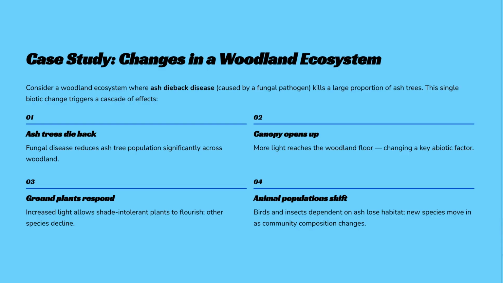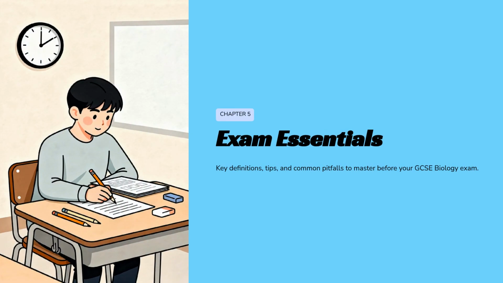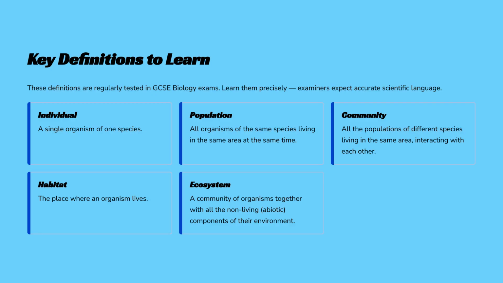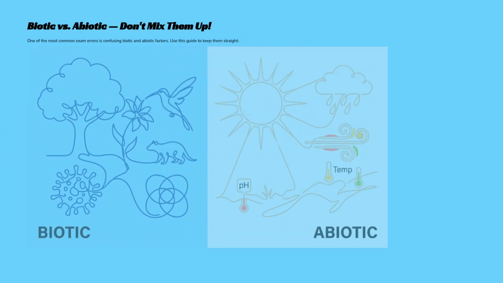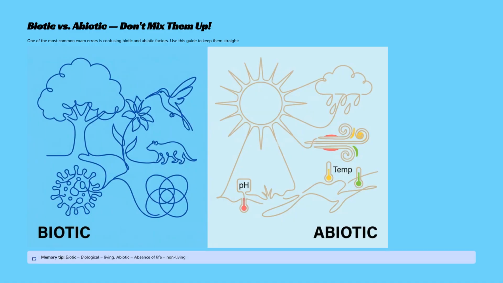As you prepare for your GCSE Biology exam, focus on mastering key definitions and understanding common pitfalls. Clarity in these fundamentals is essential for success. Ensure you can define the core ecological terms: individual, population, community, habitat, and ecosystem. Precise scientific language is what examiners are looking for. A common exam error is confusing biotic and abiotic factors. A useful memory trick: biotic relates to biological or living, while abiotic refers to the absence of life, meaning non-living.